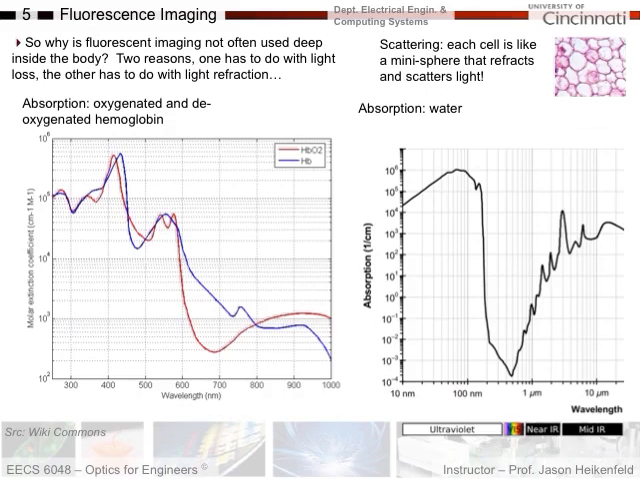So if fluorescence imaging is all this great, why do we not do fluorescence imaging deep within the body? Why do we got to take the cells out, put them on a microscope slide, and then look at them under a microscope? Well, there's two reasons. One has to do with light loss, the other has to do with light refraction. So the first one has to do with two things. One, you get absorption by oxygenated and deoxygenated hemoglobin in your blood. That's what makes your blood red or blue colored, right?